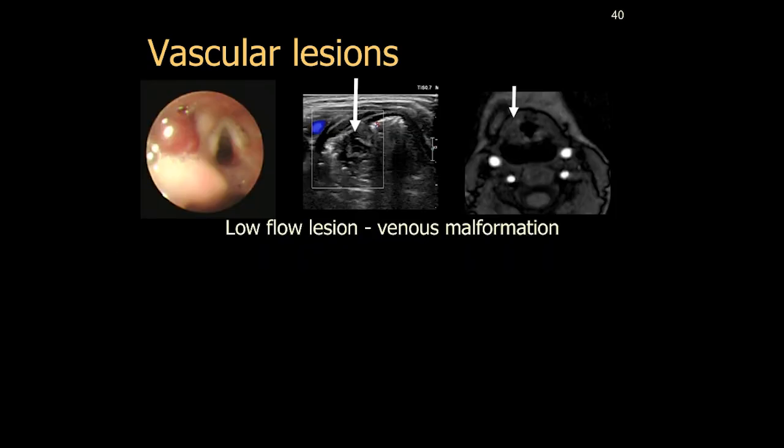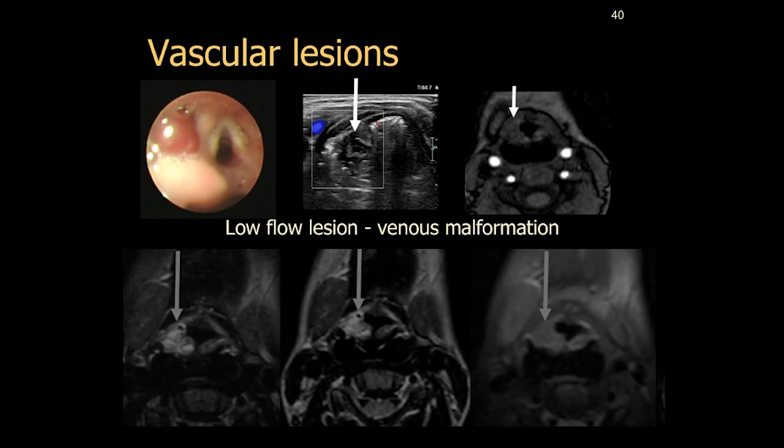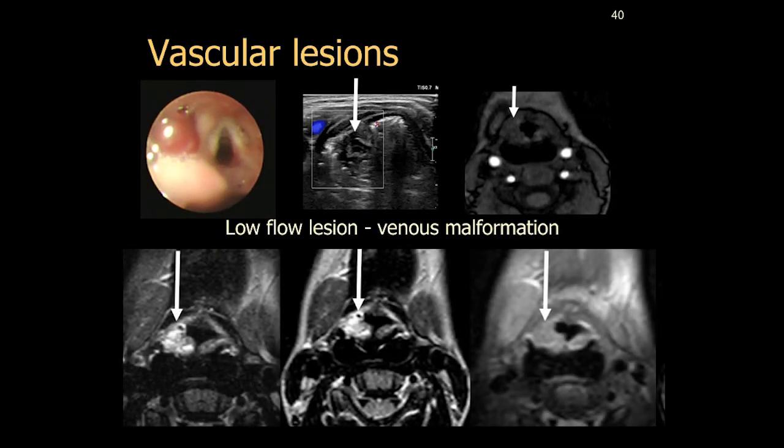This was another young patient who presented with stridor and had a similar vascular lesion, but this was centered on the aryepiglottic fold. However, you can see that there's hardly any vascularity on Doppler. There's no arterial vascularity on the MRA. It is predominantly hyperintense on T2 and shows modest contrast enhancement. This was a low-flow vascular lesion, a venous malformation.